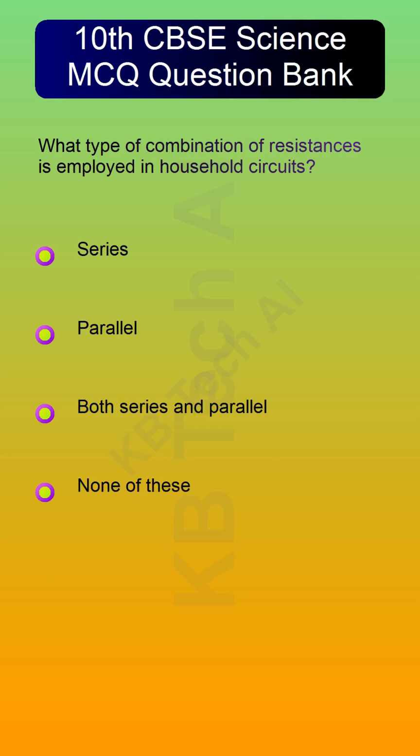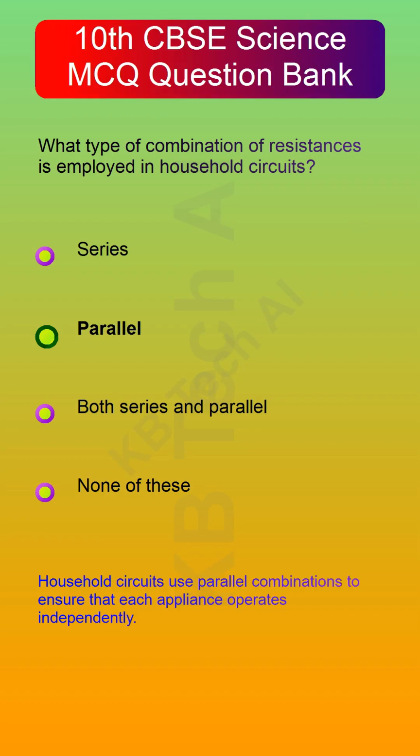What type of combination of resistances is employed in household circuits? Option 1, series. Option 2, parallel. Option 3, both series and parallel. Option 4, none of these. The answer is Option 2, parallel.